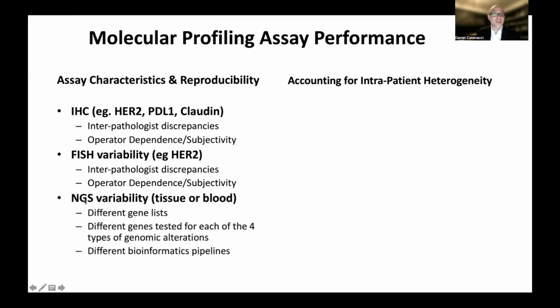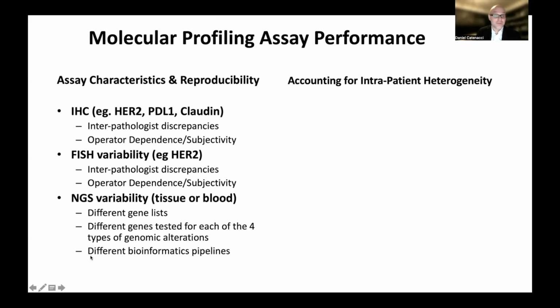Similarly, even next generation sequencing platforms, whether it's from the tissue or the blood, can be different from one assay to the next on the same sample. There may be different genes in the list of the panel. There may be different genes that are tested for each of the 4 types of the genomic alterations that we've been talking about: the point mutations, the gene copy number changes, the fusions, and the small insertions and deletions.